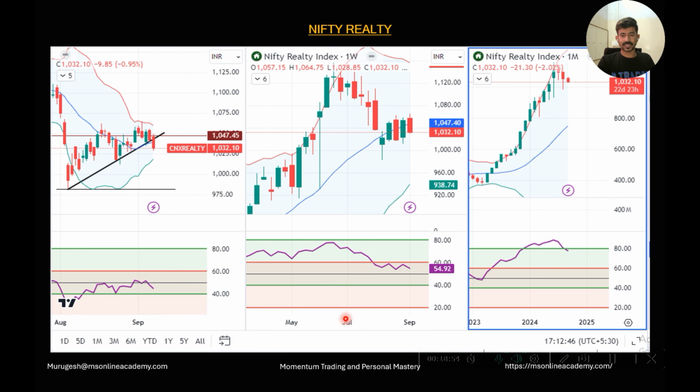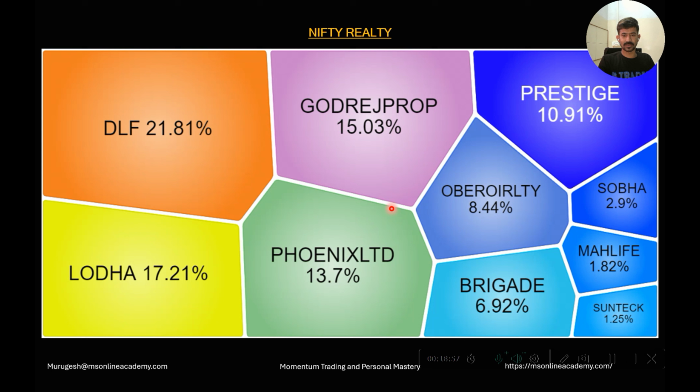Right. Nifty Realty. It looks like a sideway. We can avoid this one. DLF, Lodha. These are the stocks from Nifty Realty.